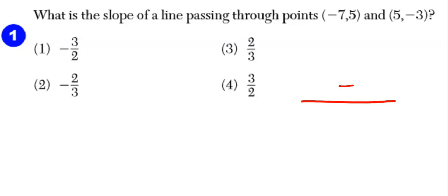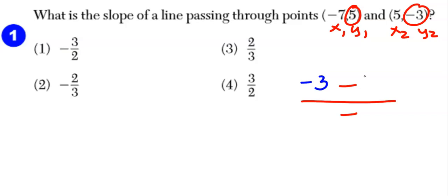So in the formula, y2 minus y1, we first have to identify our 2 y values. And depending on how you take notes, this might be your first point, and this might be your second point. That would leave us with negative 3 minus 5 as our y2 minus y1. And our x2 is 5, and our x1 is negative 7. Notice there's a double negative sign here, so be careful when computing.